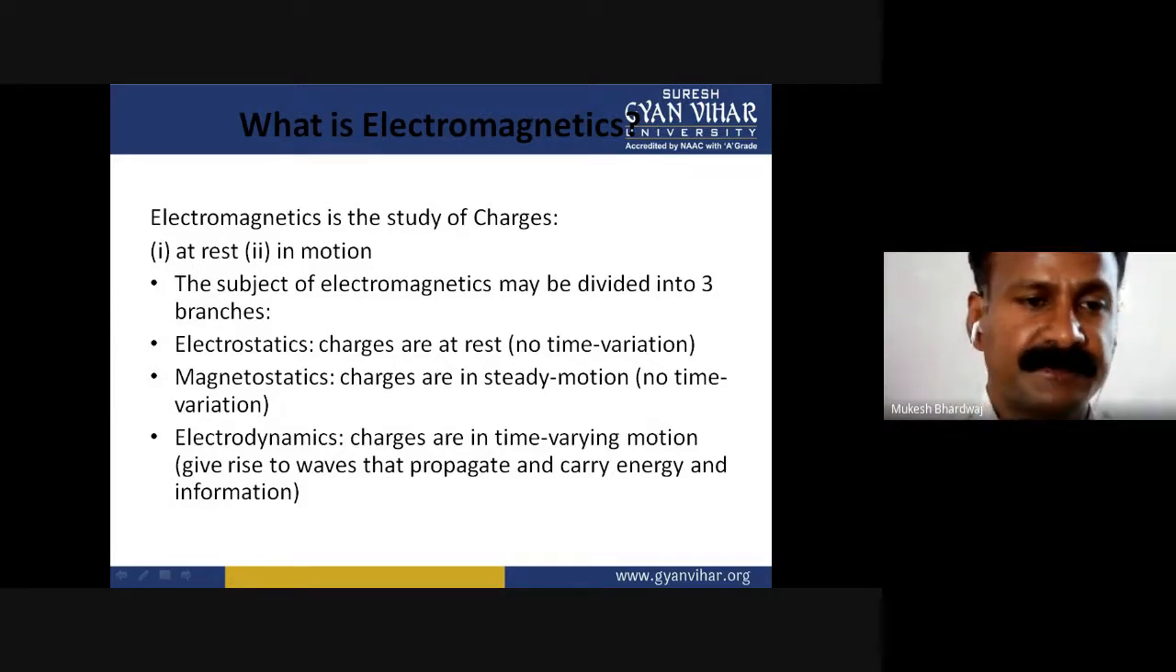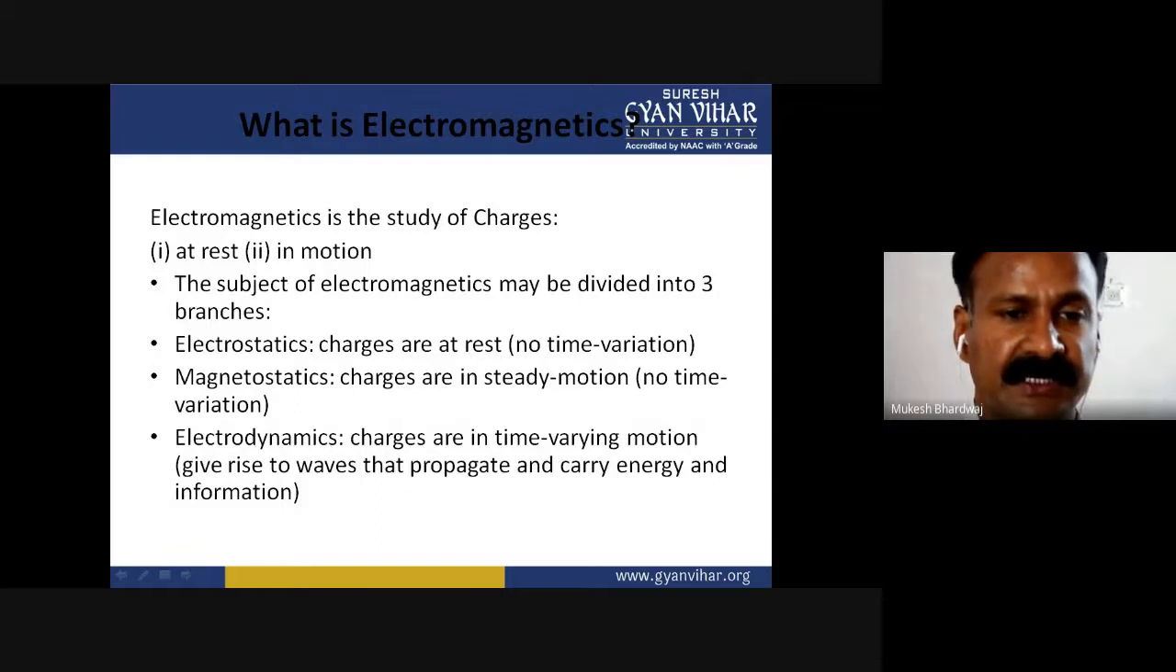The subject of electromagnetics may be divided into three branches: electrostatics, where charges are at rest, with no time variation; magnetostatics, where charges are in steady motion, with no time variation; and electrodynamics, where charges are in time varying motion, giving rise to waves that propagate and carry energy and information.